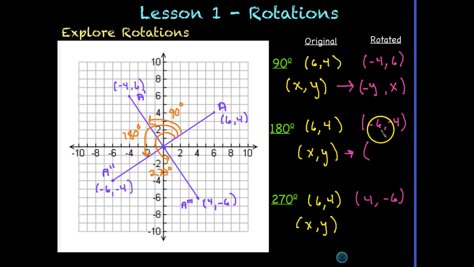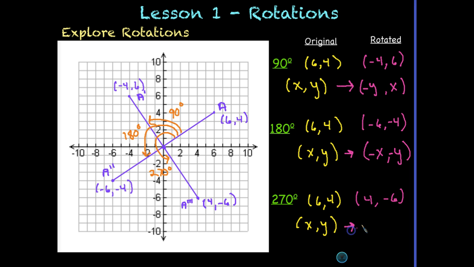So what happened here? Well, our x and y did not flip places. They're in the same place, but it looks like they flipped signs. So we need to multiply both the x and the y by a -1. We need to take the opposite sign. All right, down to our last rule.